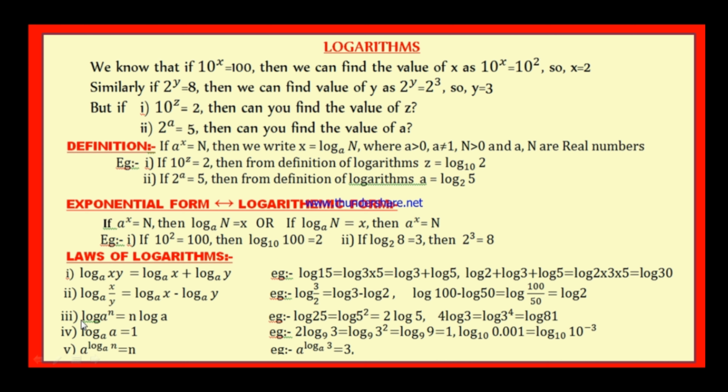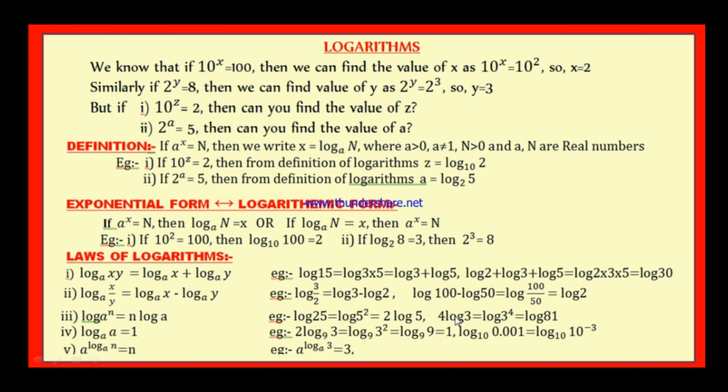Now look at the third law. Log a power n is equal to n log a. For example, log 25. You can write 25 as 5 square. Here this exponent may come as a coefficient, that is 2 into log 5. Therefore log 25 is nothing but 2 into log 5 by using the third law, log a power n is equal to n log a.